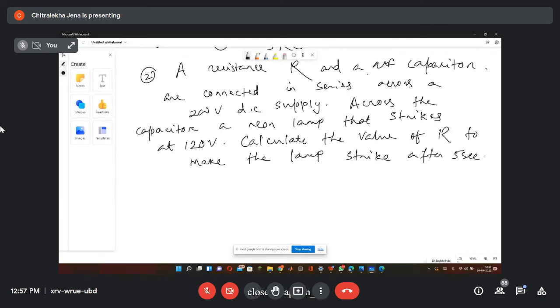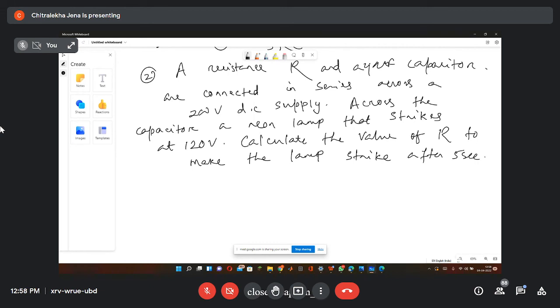You have connected a neon lamp across the capacitor. It strikes at 120 volt. That means when VC will be equal to 120 volt, at that time the neon lamp will strike. You have to find out the value of R to make the lamp strike after 5 seconds. Read the question twice. I will do it, but you read the question and tell me what will be the equation. A resistance R and a 4 microfarad capacitor. Good.